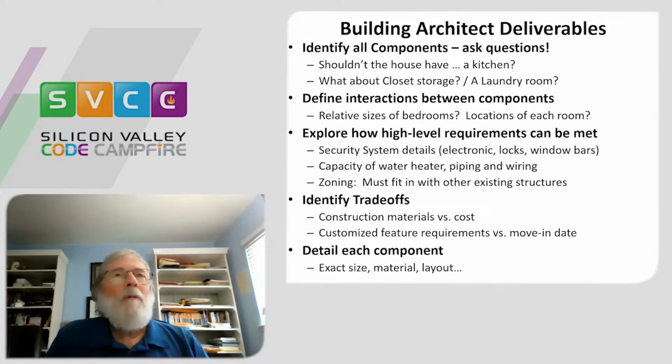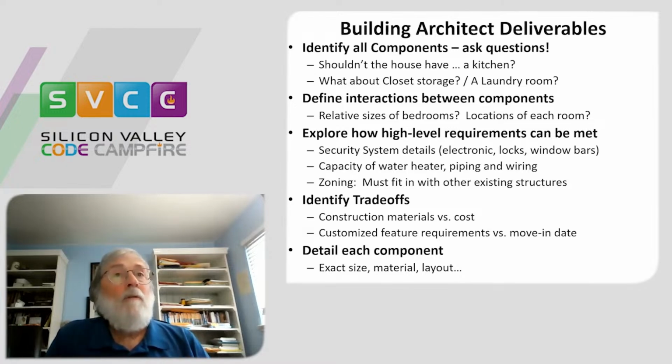In the example that we gave, there was a specification for a house. The architect looks and says, shouldn't the house have a kitchen? What about closet space, a laundry room? Those are things that every house needs to have. It wasn't in the functional specification that the customer wrote, and has to be added in because otherwise the house can't be built. You need to look at the interactions between components.